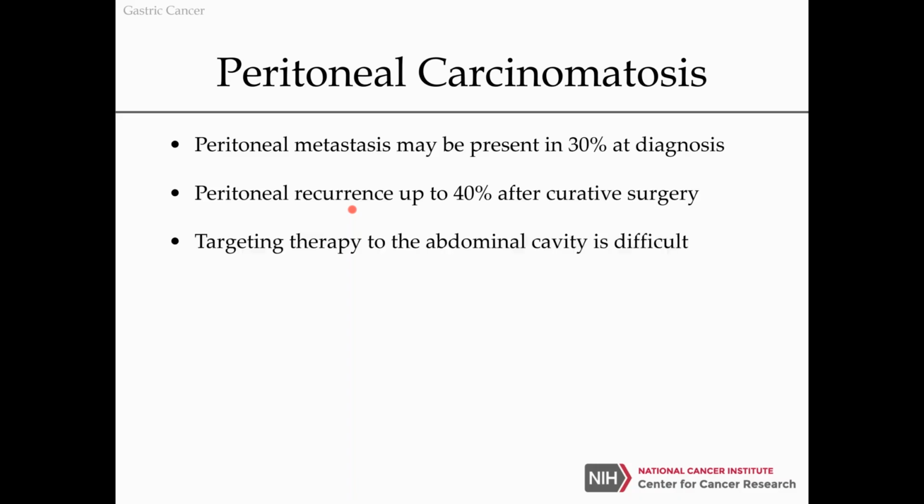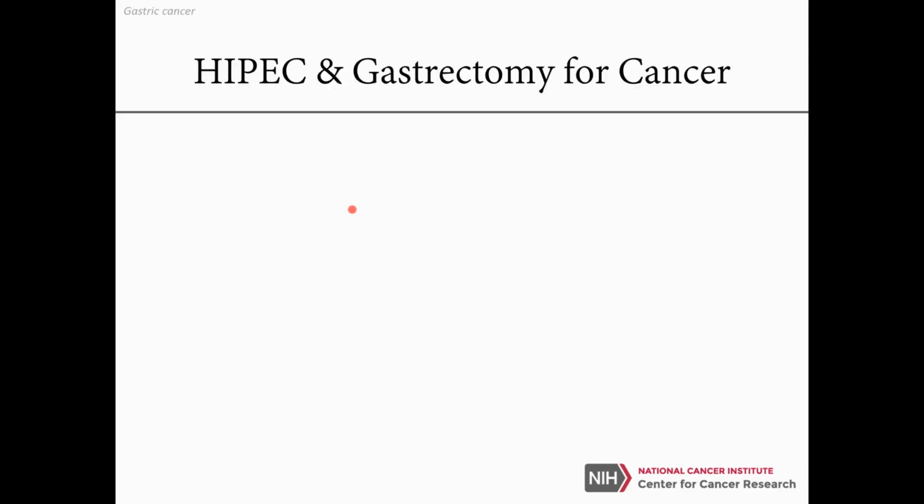Now, targeting therapies directly to the abdominal cavity is difficult, especially when you give chemotherapy through the IV. It goes throughout the body. And if you want to target the abdominal cavity, that's difficult and often requires surgery. So HIPEC and gastrectomy for cancer, I would say, encompasses this idea of targeting the abdominal cavity. And what patients should know is that clinical trials are ongoing to determine the efficacy of this kind of treatment.